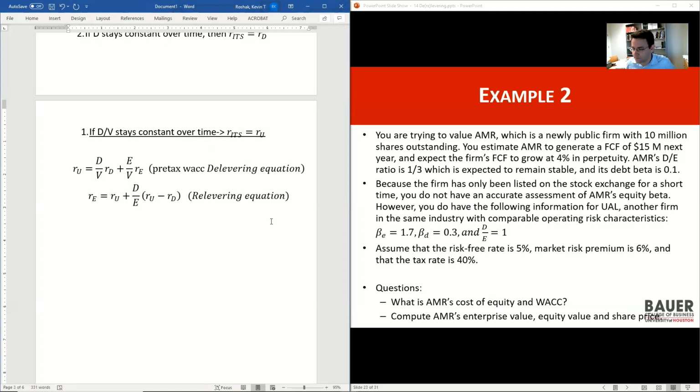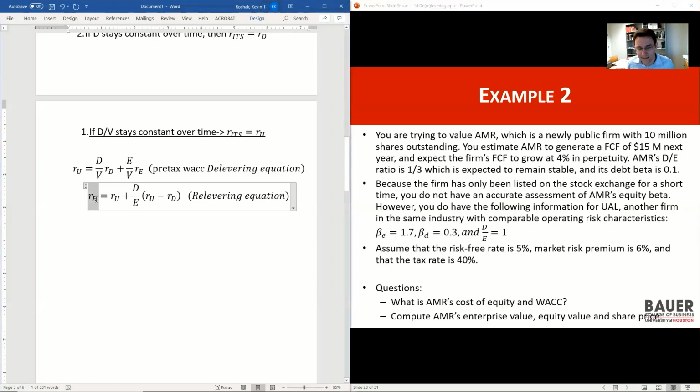How are we going to do this? Well, we have to delever something, right? That's the first step. We're going to delever, and then we're going to relever to get the cost of equity that we care about, right? We care about AMR's cost of equity. That's right. That's the first thing that we're after.